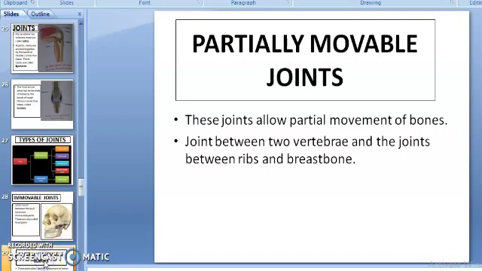Now partially movable joints. These joints allow partial movement of bones. Joints between two vertebrae and the joints between ribs and breastbone. These are partially movable joints.